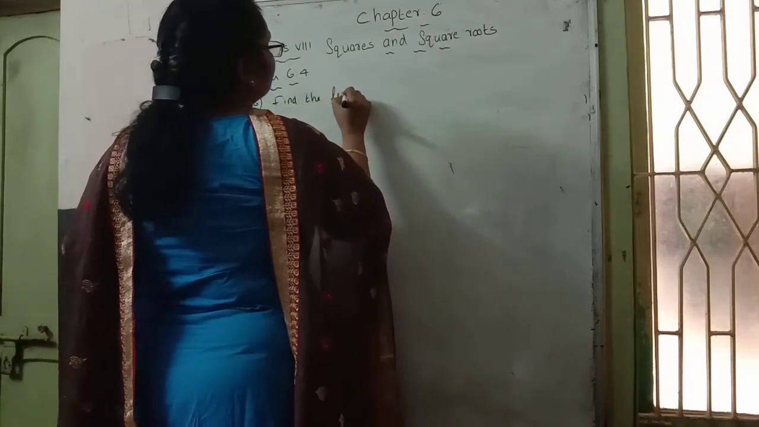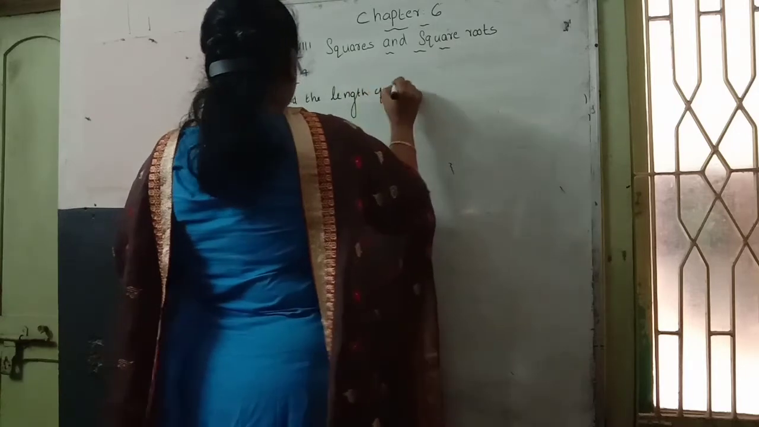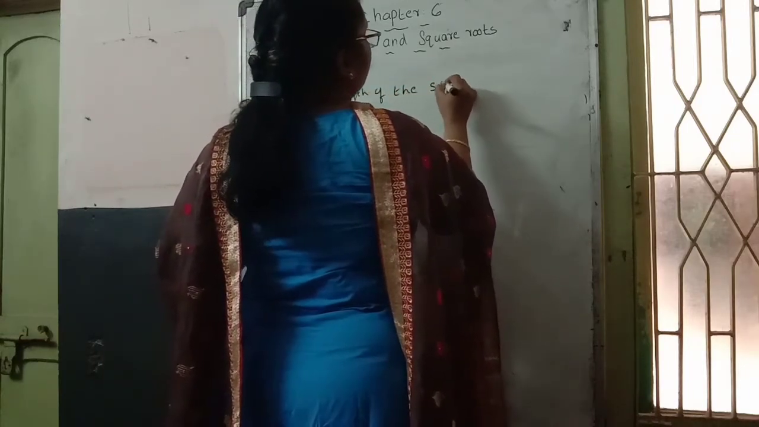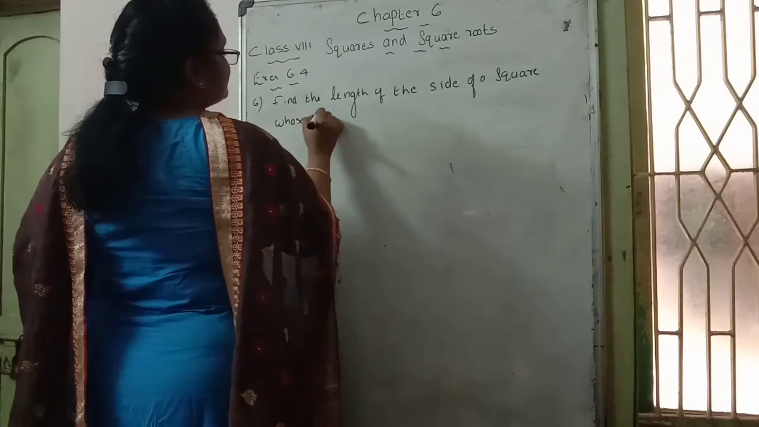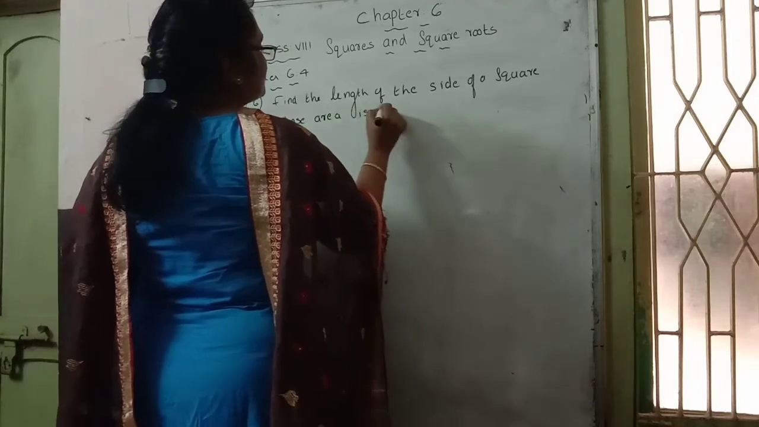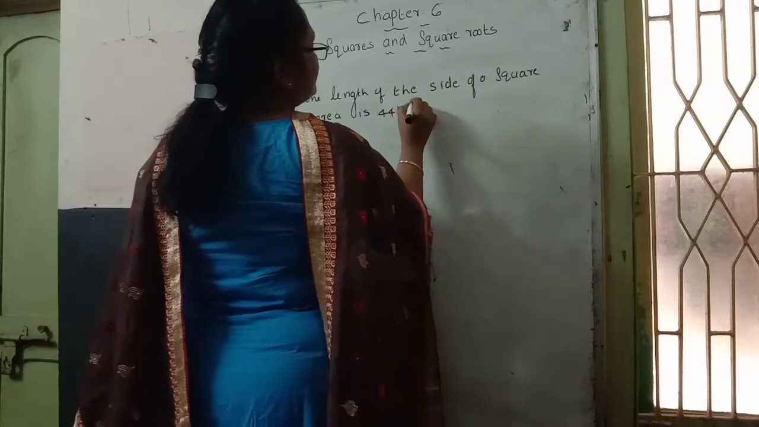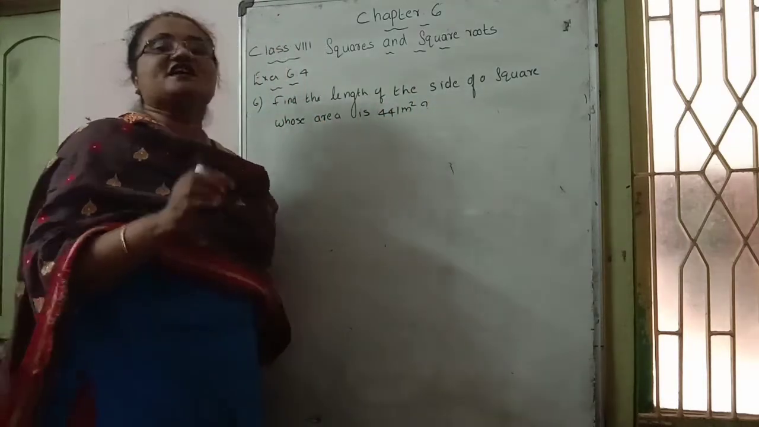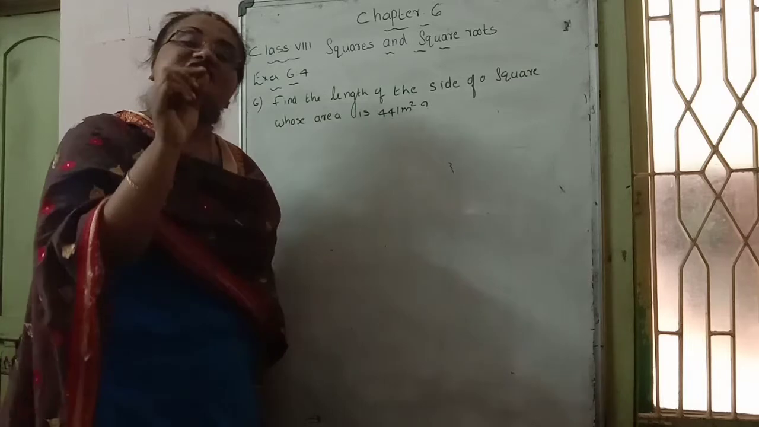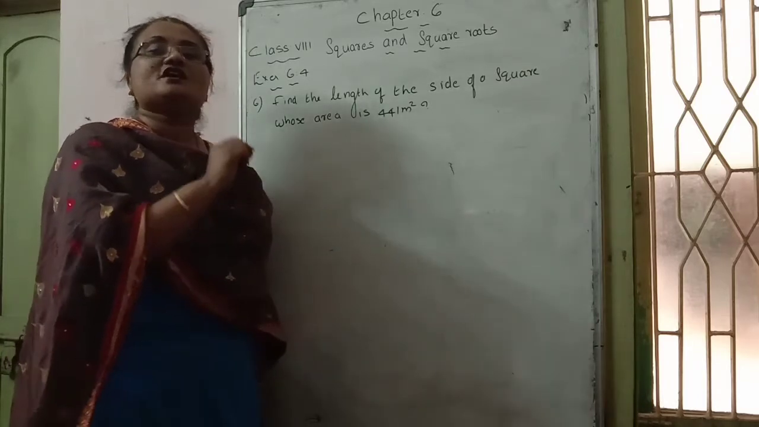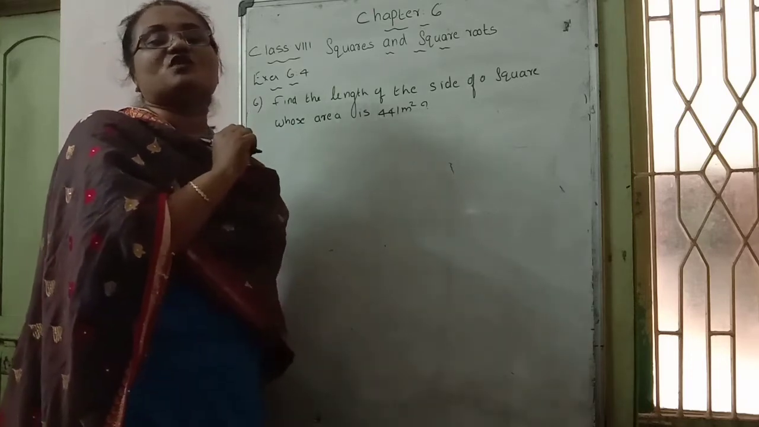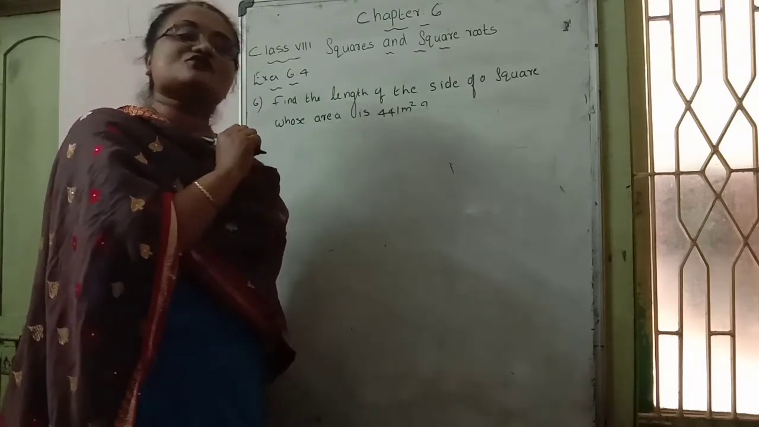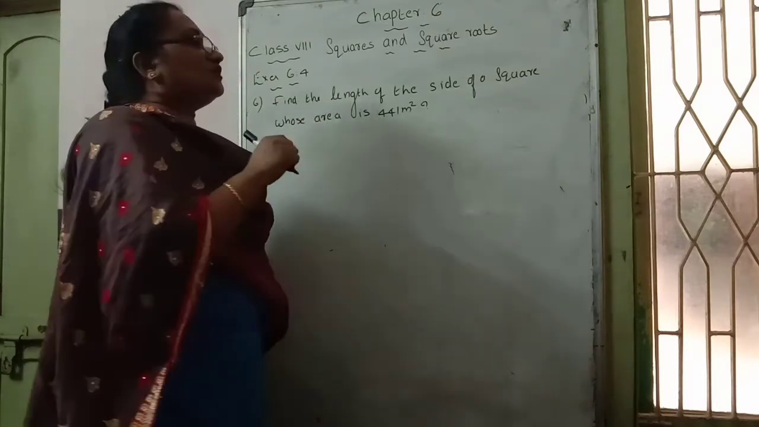In the sixth question they say: find the length of the side of a square whose area is given as 441 meter square. They ask to find the length of the side of a square whose area is 441.